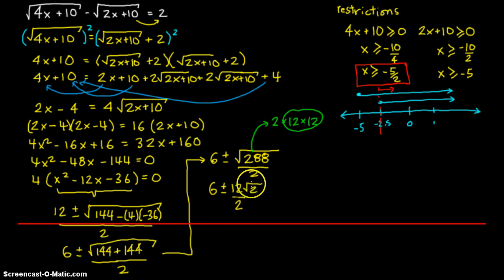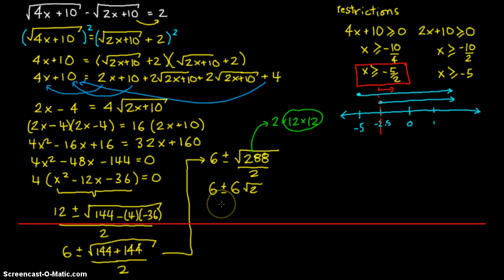Root 2. And 12 divided by 2, well, let me just solve that. 12 divided by 2 is 6. Alright, that's where the divided by 2 comes in. I take the 12 out, I divide it by 2, I get 6. So now I've got 6 plus or minus 6 root 2.